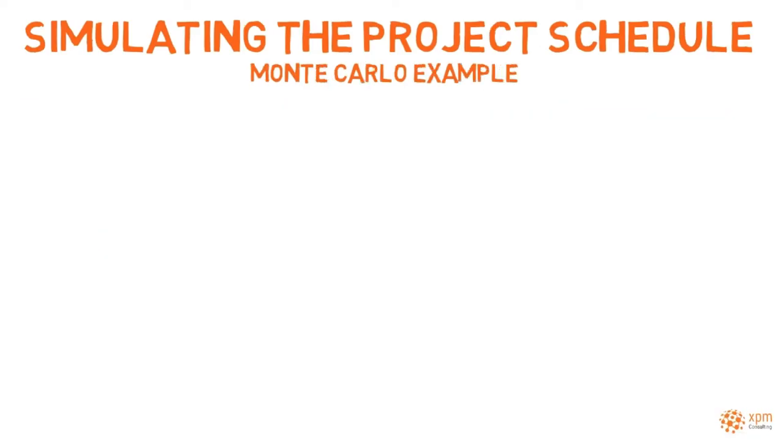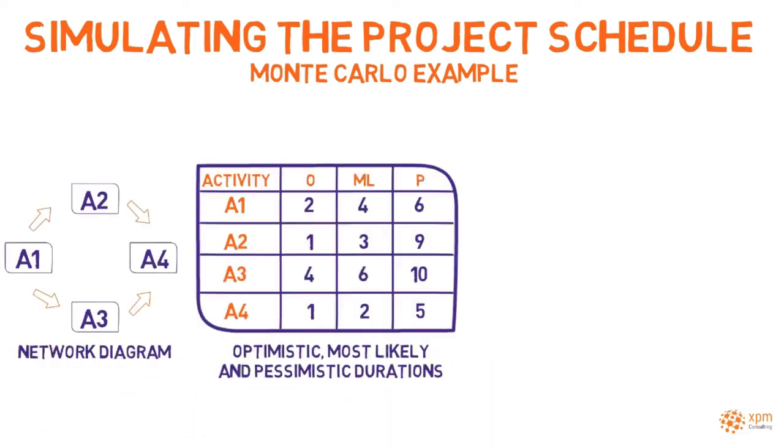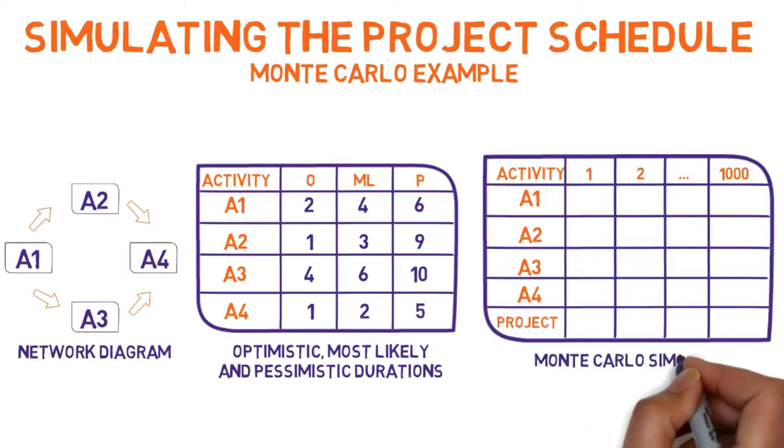Let's apply these concepts to a simple example with 4 activities. Before initiating the simulation, the project manager prepared a network diagram and collected optimistic, most likely, and pessimistic durations for each activity. The estimates were collected in weeks. The Monte Carlo simulation will be run 1,000 times.